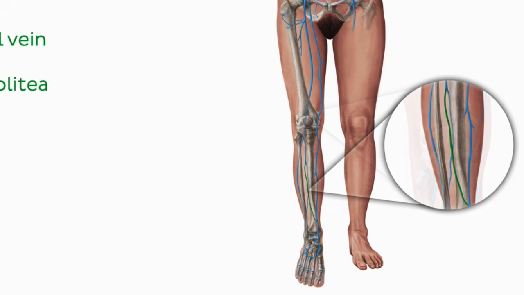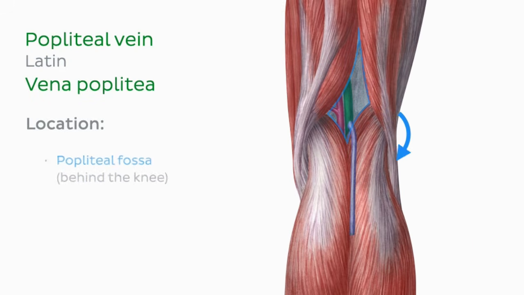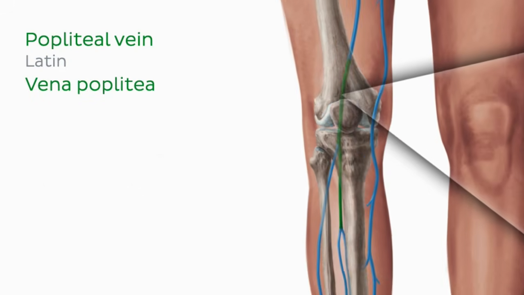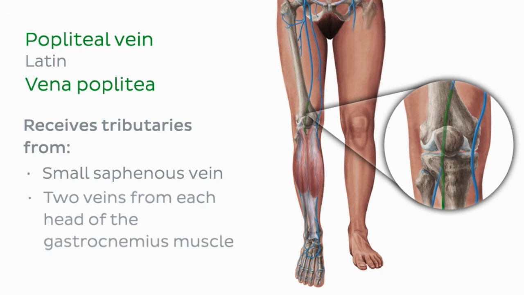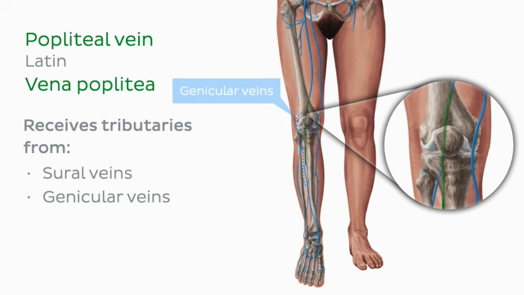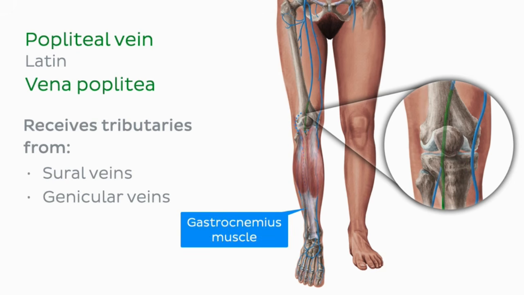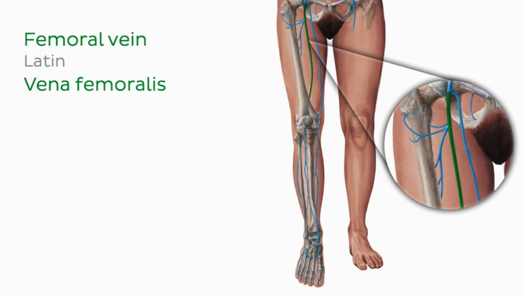Here we see the popliteal vein, which is located behind the knee within the popliteal fossa. And the popliteal vein receives many tributaries from veins corresponding to the popliteal artery, including the small saphenous vein and 2 veins from each head of the gastrocnemius muscle. In addition, it also receives the sural veins and the genicular veins. This vein sits between the 2 heads of the gastrocnemius muscle, and the vein also pierces the adductor magnus muscle, travelling superiorly. And at this point, it becomes the femoral vein, which we'll look at next.